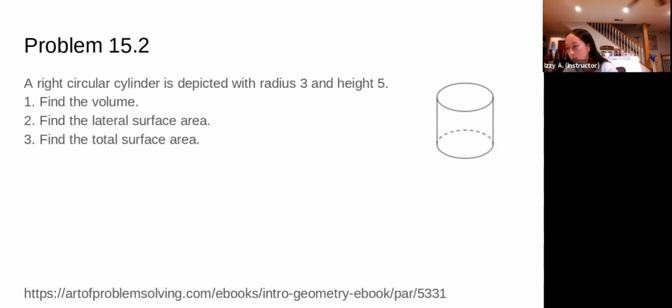And remember that the lateral surface area is the total surface area minus the surface area of the bases. So it would be this circular wrapping, I would say. That would be the area that you're trying to find. And then total surface area is when you add up the area of the bases and also this one face that wraps around.